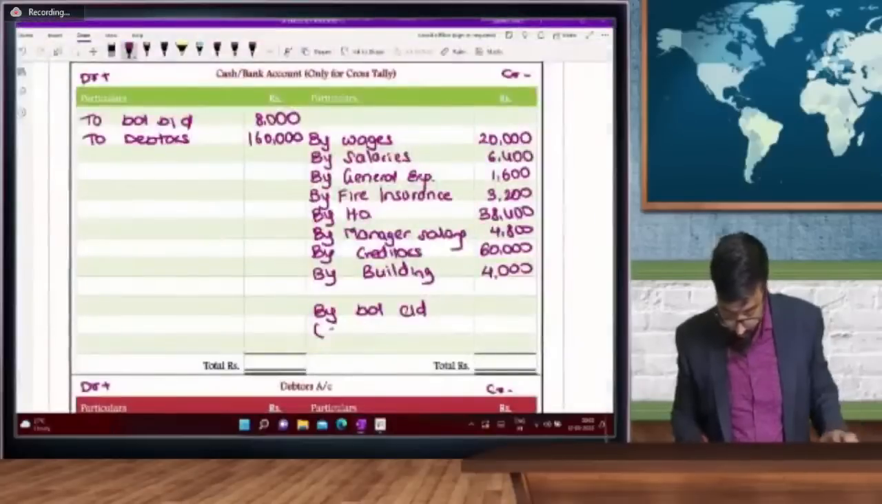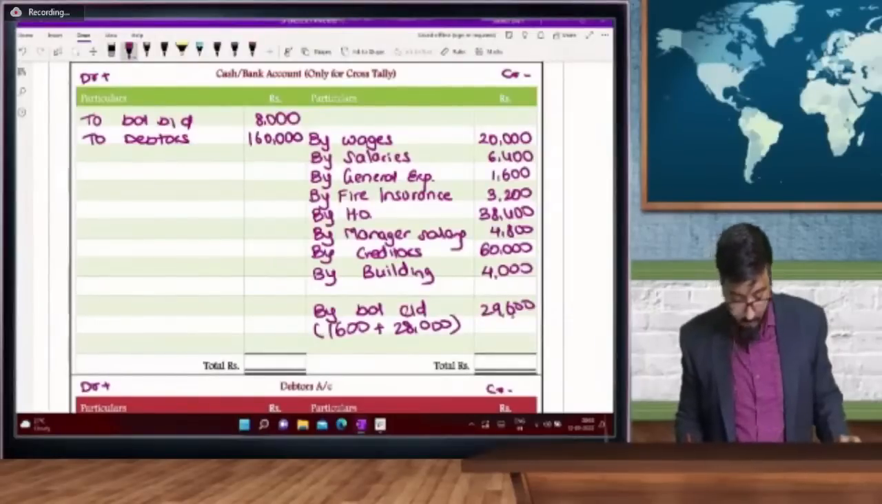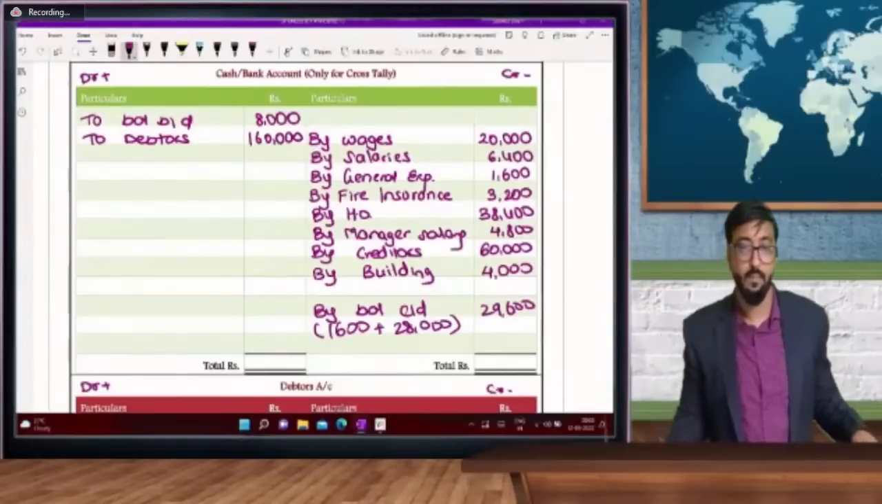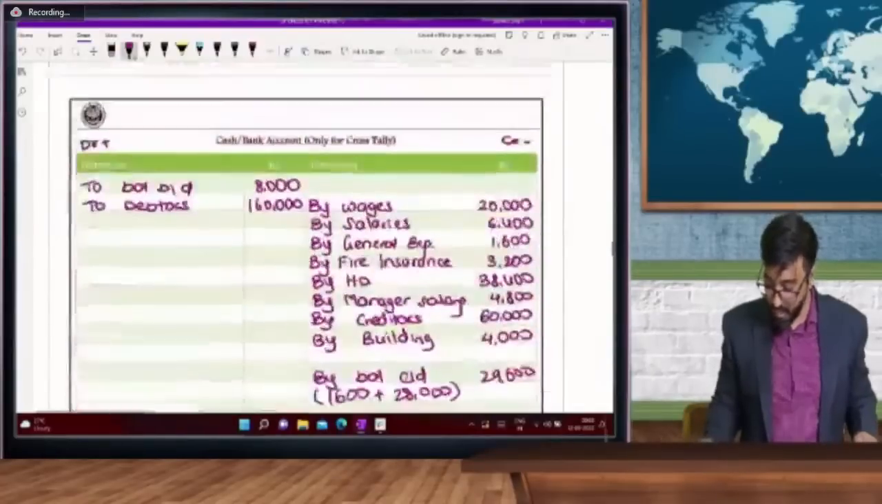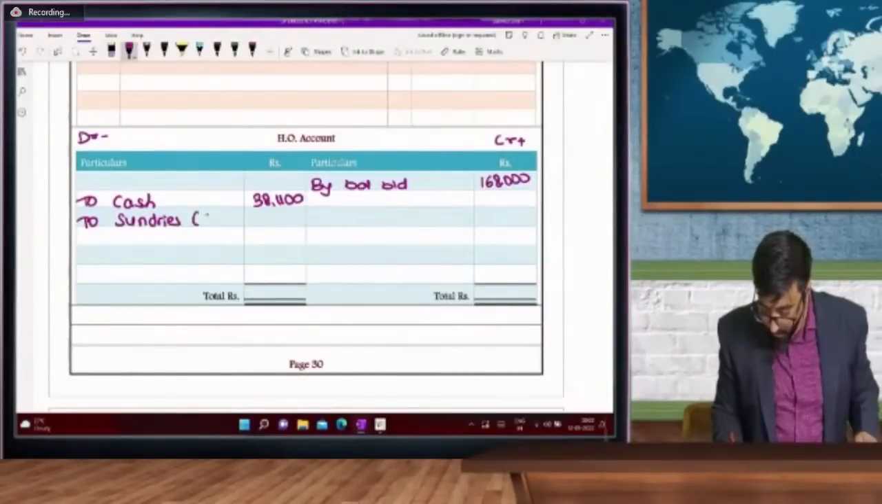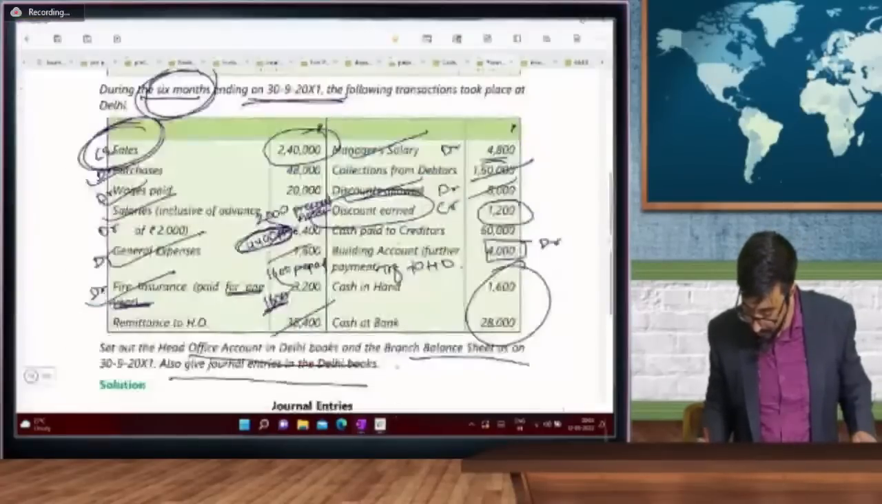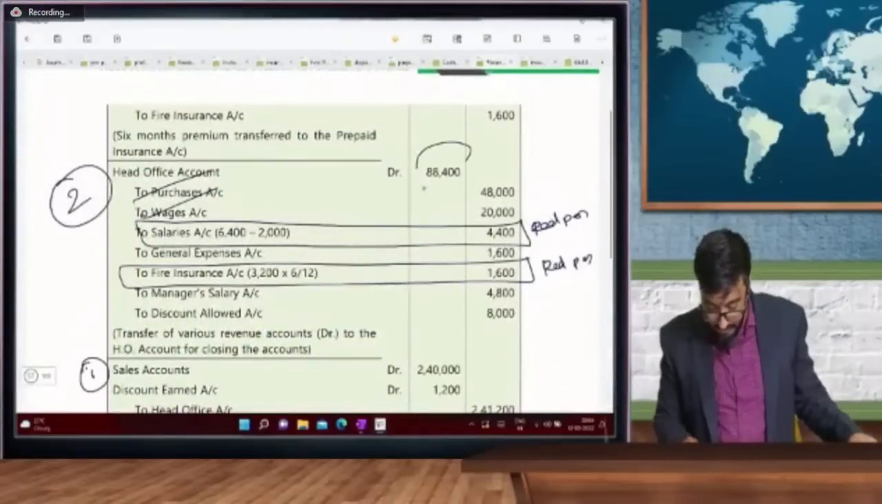$1,600. $29,600. Got the concept? Chalo. Now we will close that HO account. HO to sundries, all expenses total. What is the total of expenses, beta? We already have taken this total. HO to expense total is 88,400.